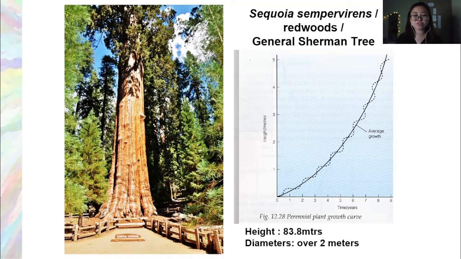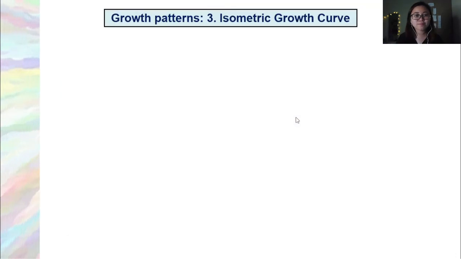Okay, so that's it for limited and unlimited growth curve. So you can see that the organisms that show these two types of curves have some similarities and some differences, and they may live in the same area, but they have really different growth patterns and for different reasons. All right, so now we're moving on to growth pattern number 3. In growth pattern number 3, we're moving more towards animals. So in this one, we'll look at isometric growth curves.